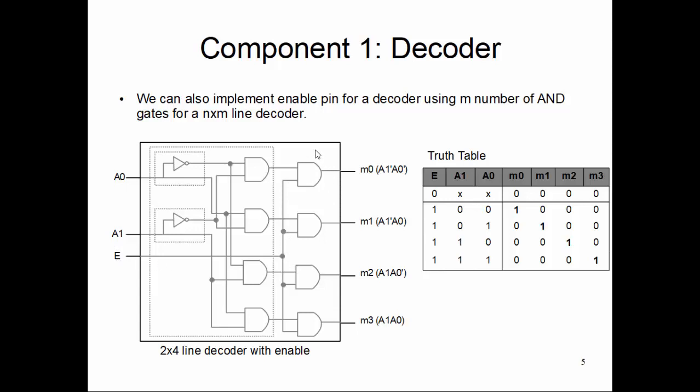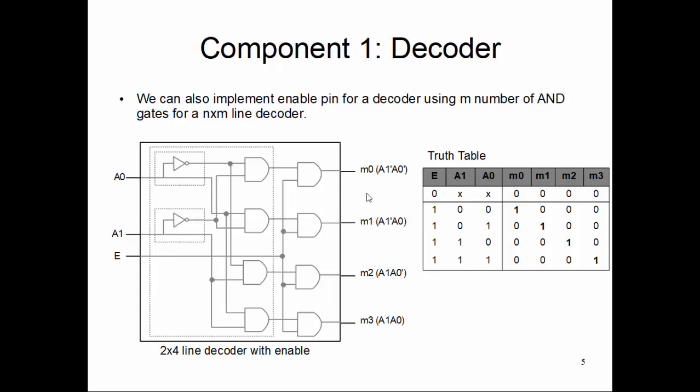other terminal value is. So that means if E is 0, now we are concentrating on this truth table, then it doesn't matter what value A1 and A0 are. It's a don't care. All the outputs will stay at 0: M0 0, M1 0, M2 0, and M3 0. Only if you set this E to 1, this whole component starts acting as a 2x4 line decoder circuit. So this is a 2x4 line decoder with enable.